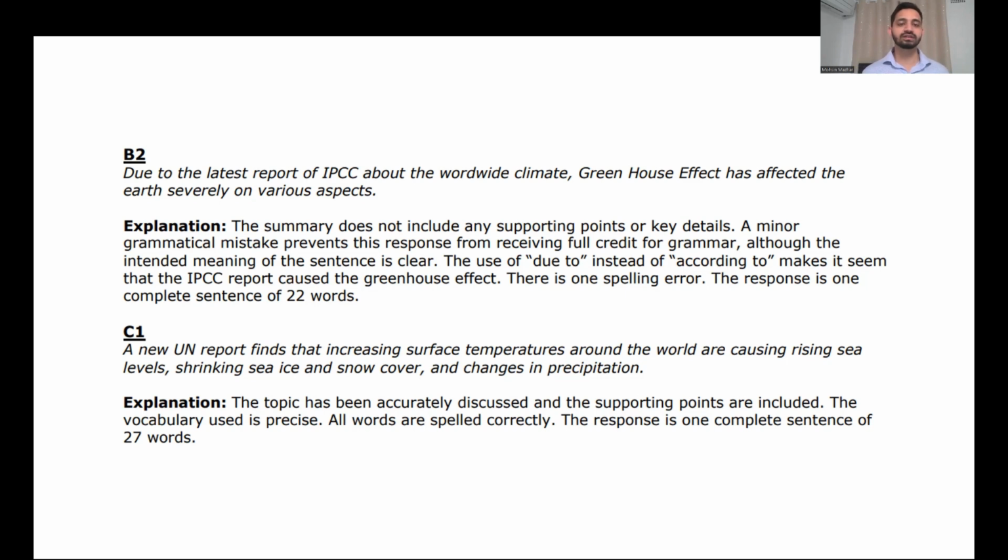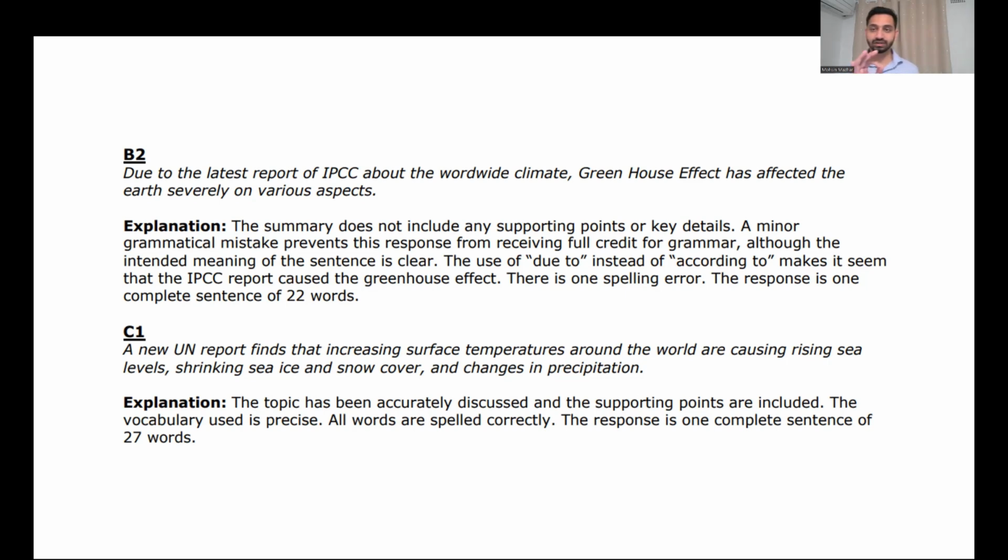Although the intended meaning of the sentence is clear, the use of due to instead of according to. So due to the latest report, it's not really due to the latest report that the climate is changing. It's according to the latest report, right? So that's pretty easy and straightforward. Don't make that mistake. So it makes it seem that the IPCC report caused the greenhouse effect, right? So that's not the case. There is one spelling error, and again, I will emphasize on not making any spelling mistakes. The response is 1 complete sentence of 22 words.